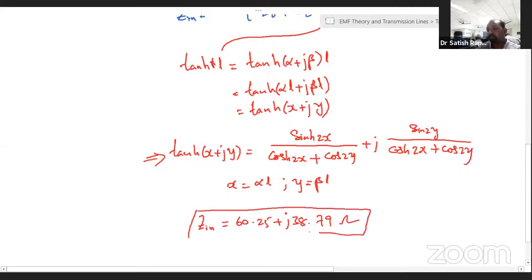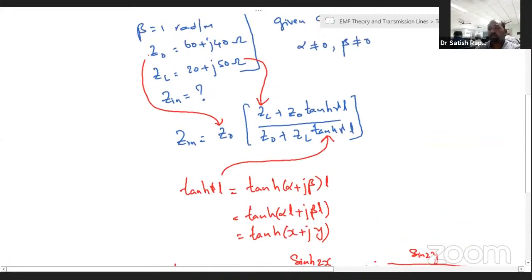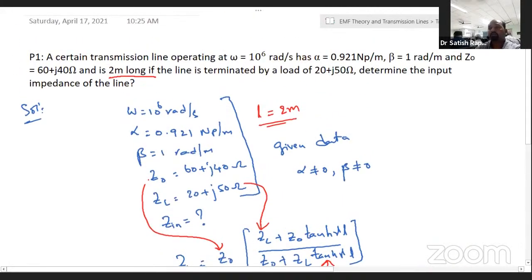So you do it later. Don't simply skip, you do this problem later.